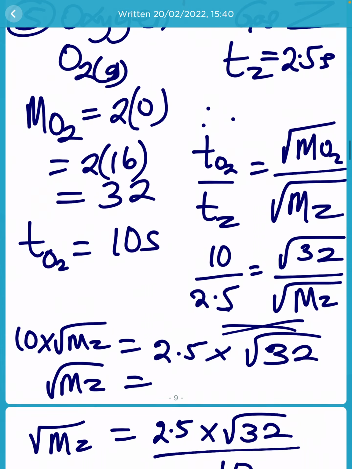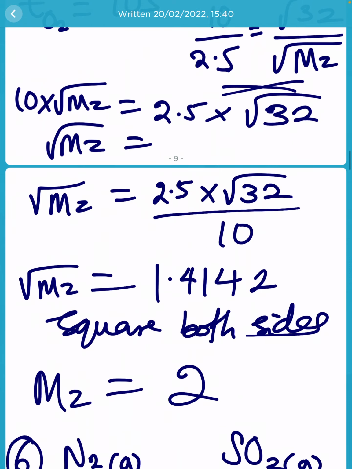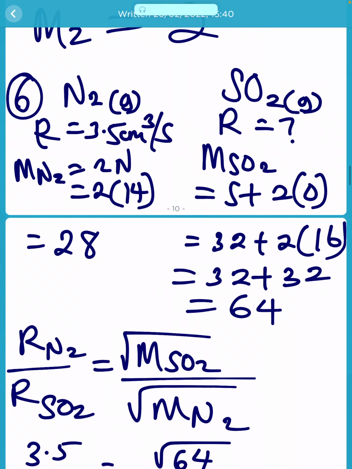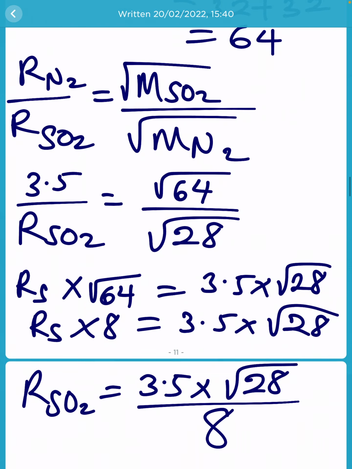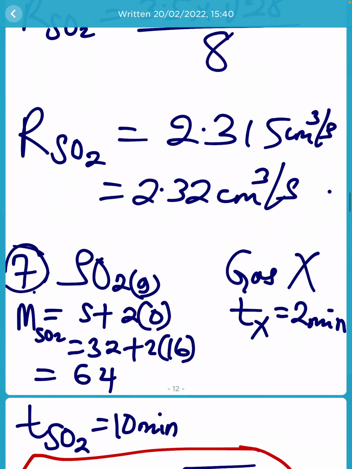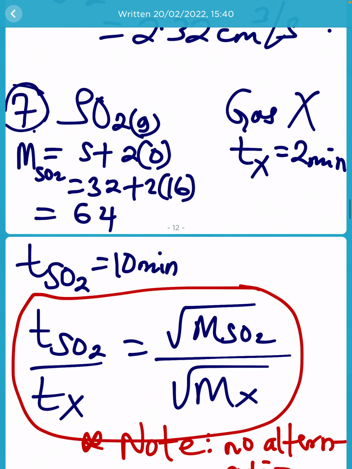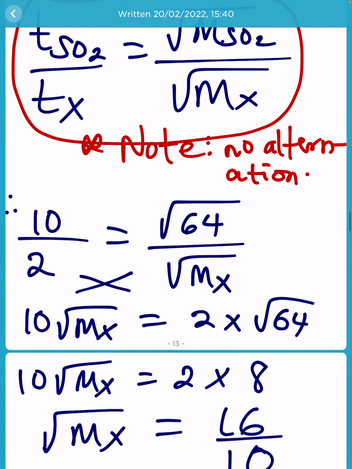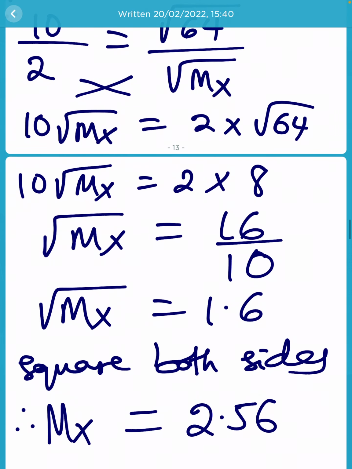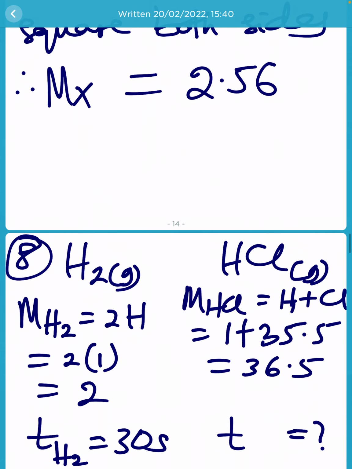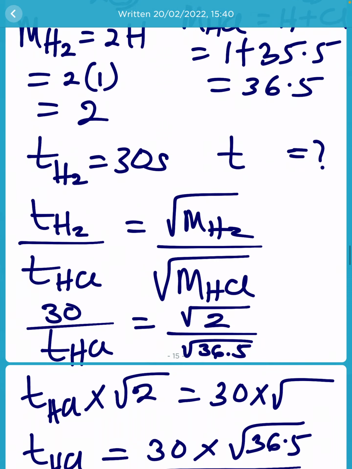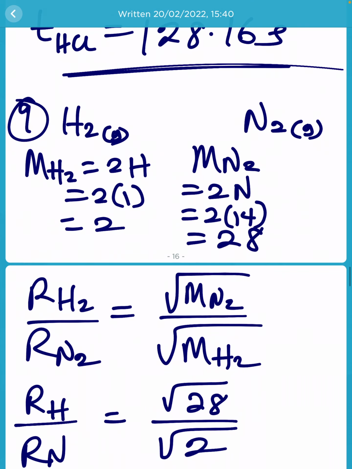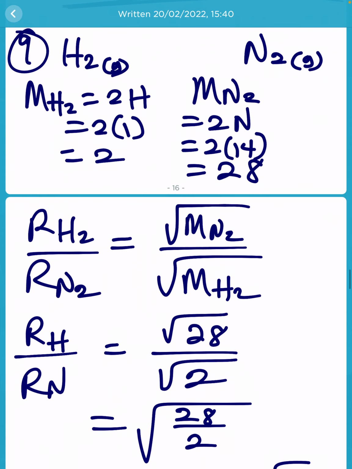This is number 5. This is number 6. This is number 7. I'm trying to scroll very slowly, so wherever you need to pause, you can pause. Graham's Law of Diffusion is a very simple topic. This is number 8. And almost all of the toughest kind of questions that you can be asked in your exam is in this exercise. It's not something so deep.